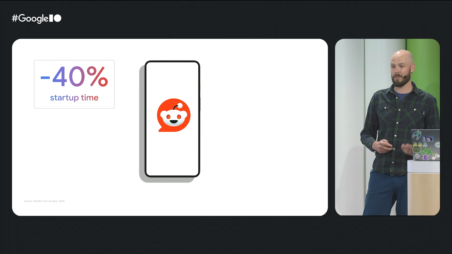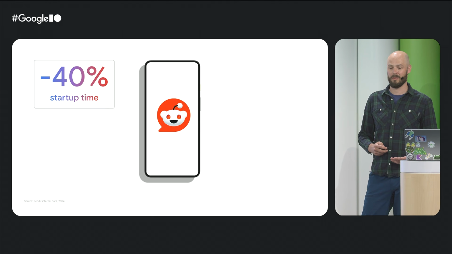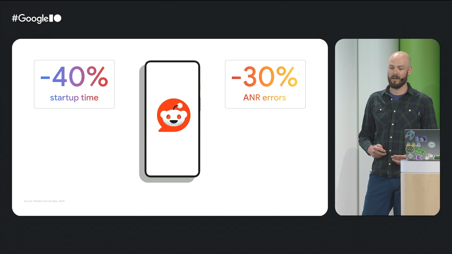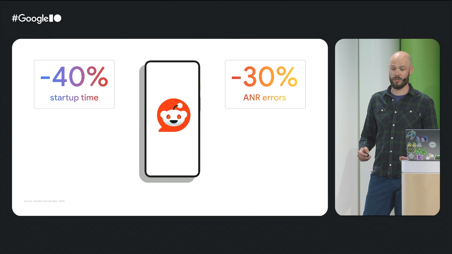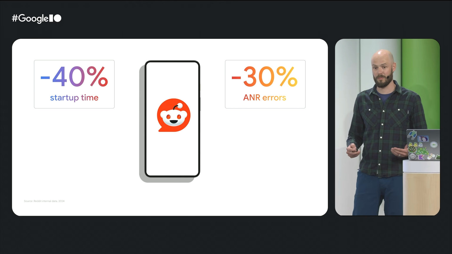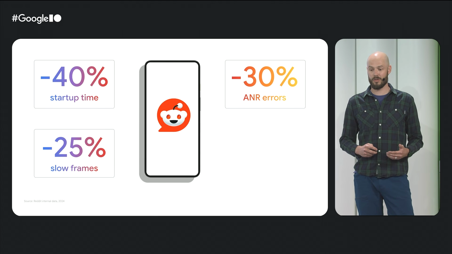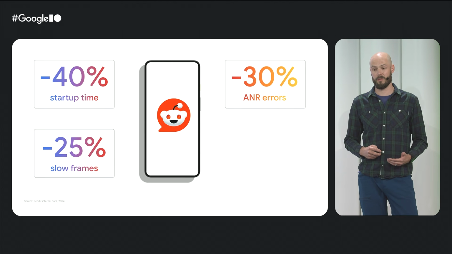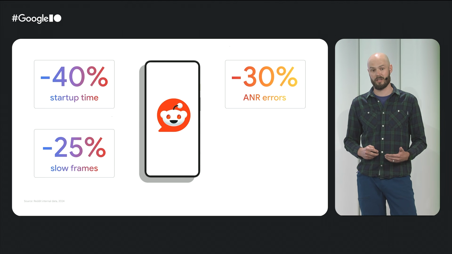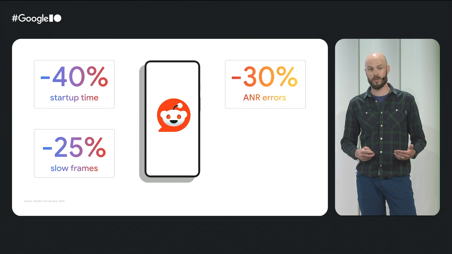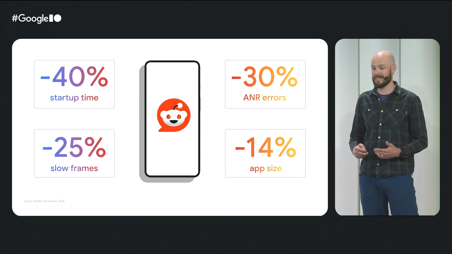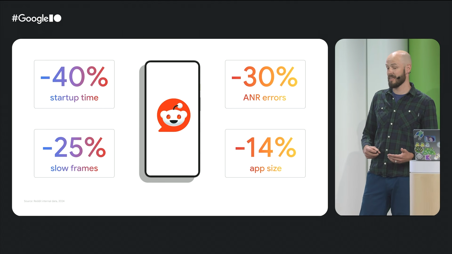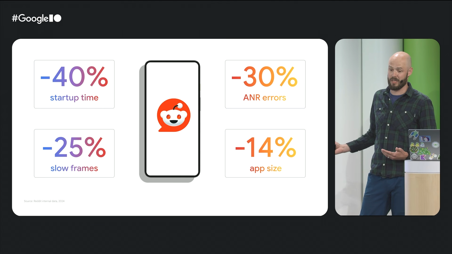They observed a 40% faster cold startup time, which means a much faster and snappier initial user experience. The ANR rate, so the application not responding errors, improved by 30%, which is a dramatic improvement in app stability. Also, scrolling animations got a lot smoother. Frame rendering improved by 25% across a variety of devices, which improved the overall user experience. And app installation and download time decreased as well, because the app size was reduced by about 14%.